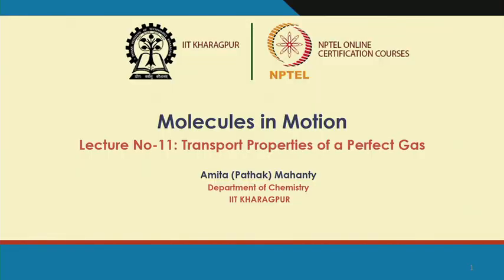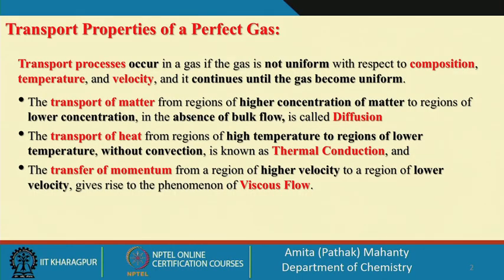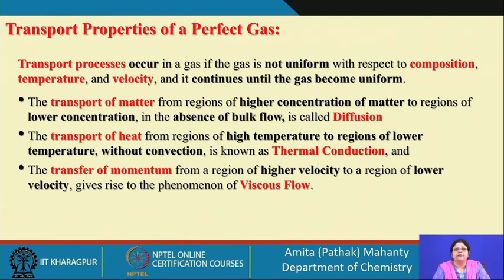We are still on gas systems, talking about perfect gases, but we are going to talk about the transport properties of a perfect gas. Transport properties, as you can understand, what does it mean? We are talking about transport of something, properties of the gas. The transport processes occur in a gas if the gas is not uniform with respect to composition, temperature and velocity. There is going to be no transport process occurring if there is uniformity in composition, temperature and velocity throughout the gaseous medium.